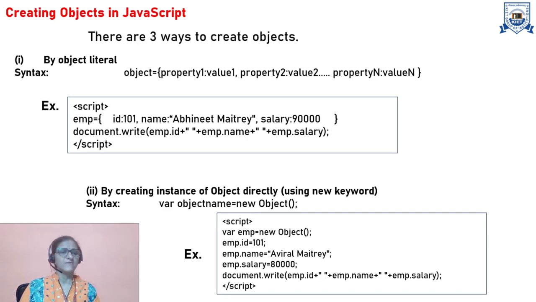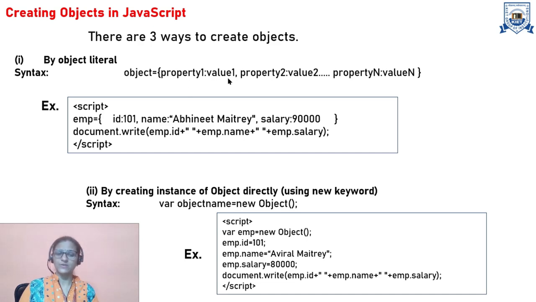Now, there are different ways to create objects in JavaScript. Here we will discuss three ways of creating an object. The first one is with the help of the object literal. Here we will give the name of the object, any name, then equal to, then we will provide in curly braces its properties associated with values. The property and value pair is separated with a colon sign, and this complete pair is separated from the other pair with the help of a comma.